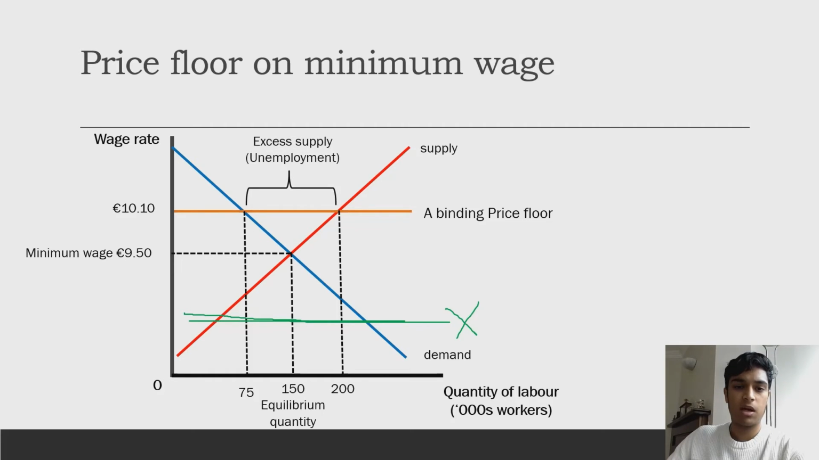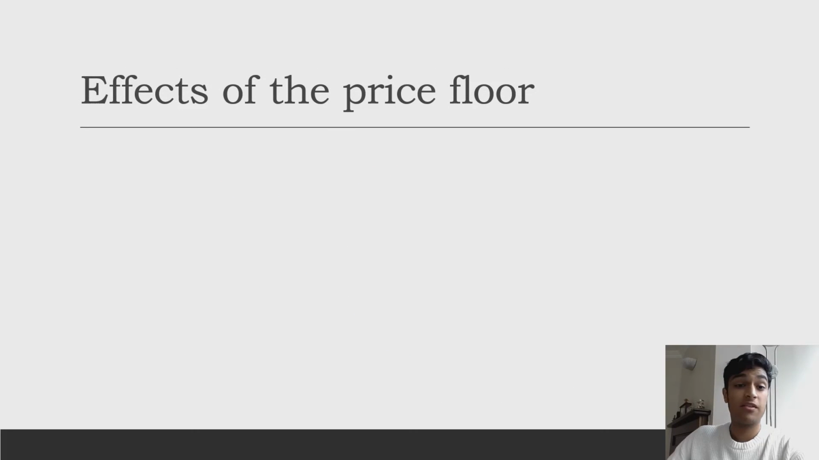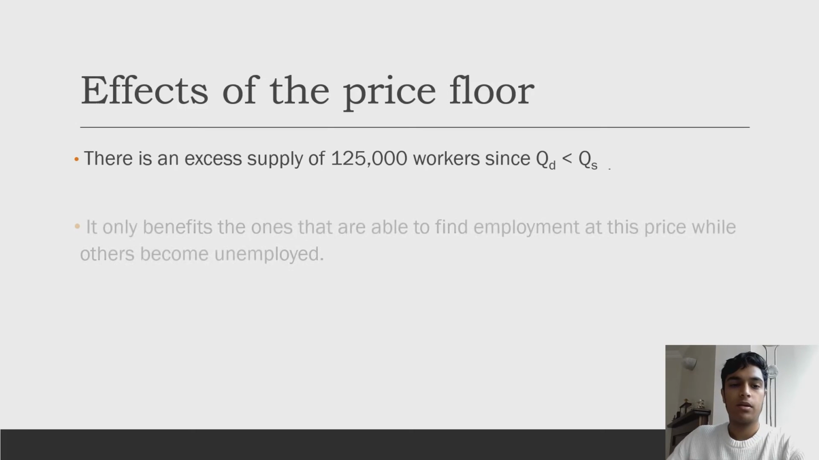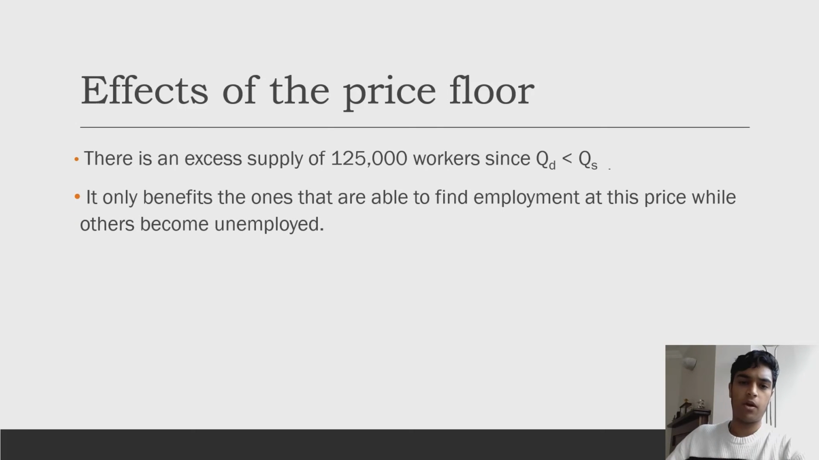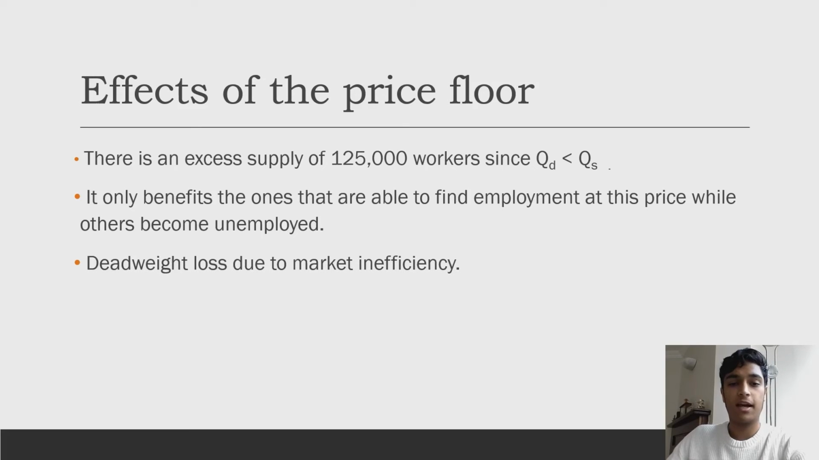This causes an excess supply, which is unemployment. Again, there's a loss in total surplus: the producer surplus, the consumer surplus, and this gray area, the deadweight loss due to market inefficiency. So what are the effects of a price floor? At this higher price, employers are less likely to hire workers, and it causes unemployment of 125,000 workers, which is wasteful, and these resources could be used more efficiently. And it only benefits the ones who are able to find employment, and others lose out. And we looked at deadweight loss due to market inefficiency in the last slide.